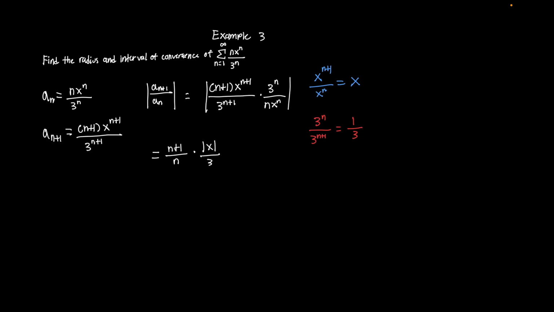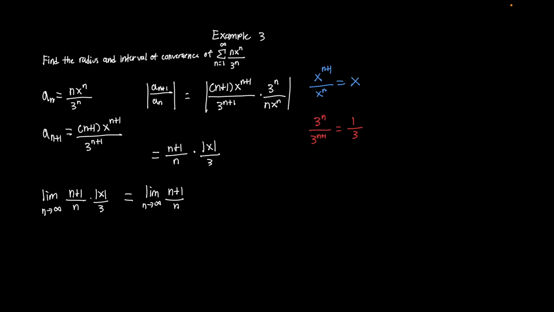I'll do it on the side here. The limit as n approaches infinity of n plus 1 over n times the absolute value of x over 3. Remember, we plug in infinity for n, so we can just keep the absolute value of x over 3 as a constant. So don't worry about it; we'll worry about that one later. We'll multiply. So let's find the limit as n approaches infinity of n plus 1 over n.